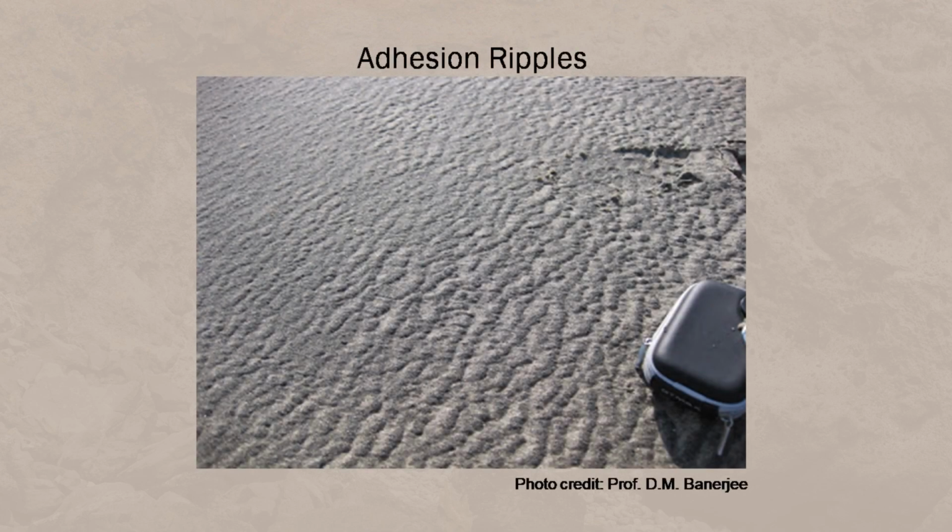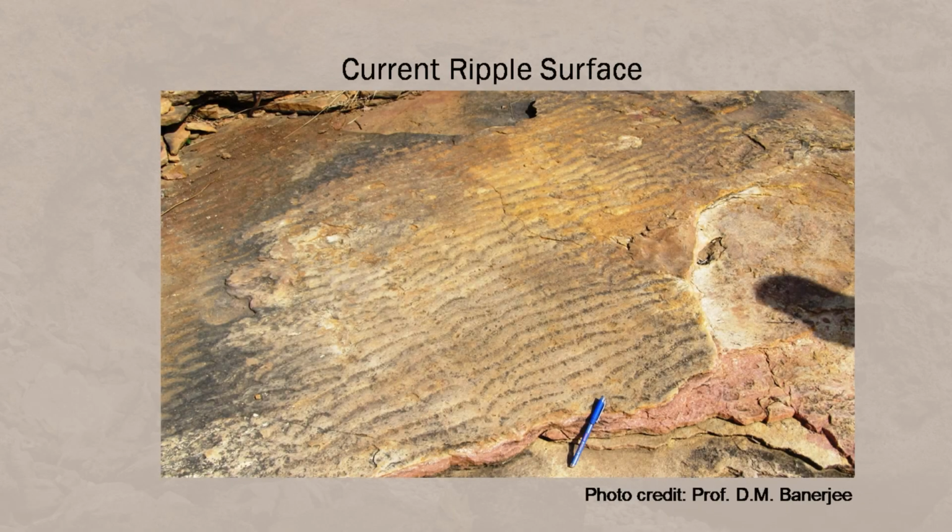There is also adhesion ripple. This is a very unusual type of ripple which is formed when the water depth is only a few centimeters or few millimeters. In that case, the air makes a ripple on the water, and the water gets slightly disturbed. Therefore, they form very small ripples, and they are called adhesion ripple. Adhesion means sticking, the ripple is sticking to the bottom. And there is an example of a field outcrop of a current ripple.